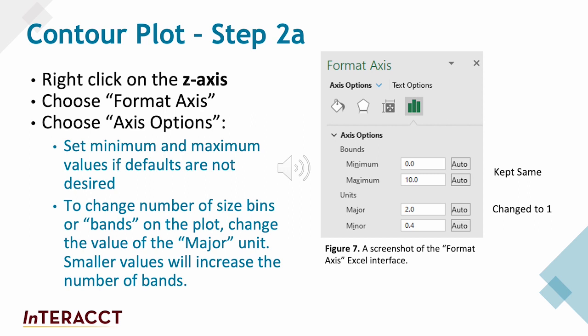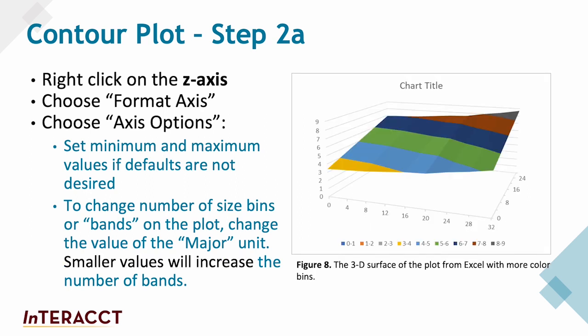And the minimum and maximum of the bounds can be set, for starters, and then the major unit then sets how discretely the map is split up into color zones. The default here is every 2 units, but it was changed to every 1 to double the number of color bands. So now the 3D plot has more color bands as shown here.